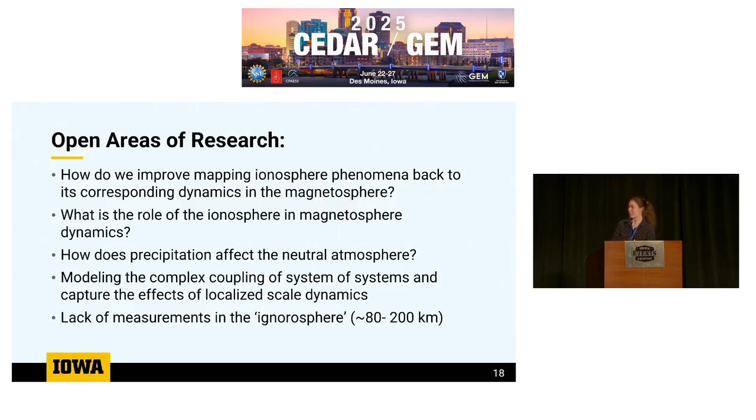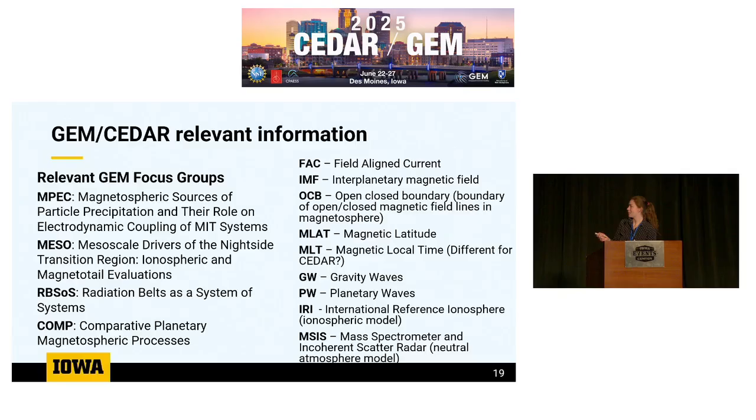And there's also, I guess, an issue of a lack of measurements in the ionosphere, which is roughly from 80 to 200 kilometers. This is a region of altitude where we don't have a lot of in situ data because it's too low to get to by satellite and too high to get to by weather balloon. So it's not necessarily in the form of a question, but it's something people want to address.